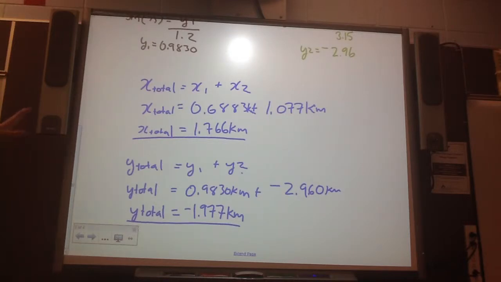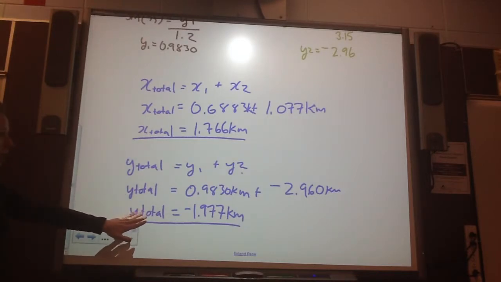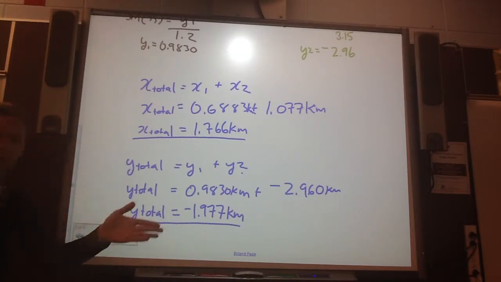Now we use these two quantities to make a new triangle to give us our overall what we've done. Because this is overall what we've done in x, overall what we've done in y, but I want to figure out my net displacement.